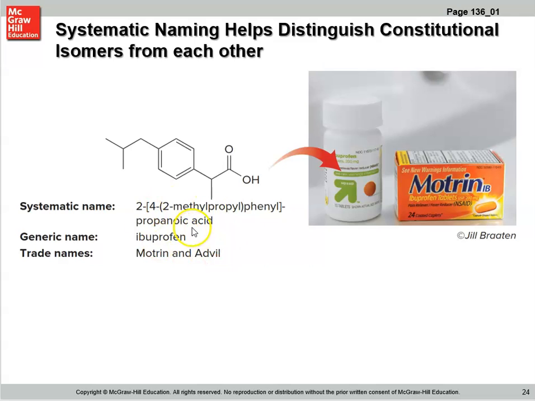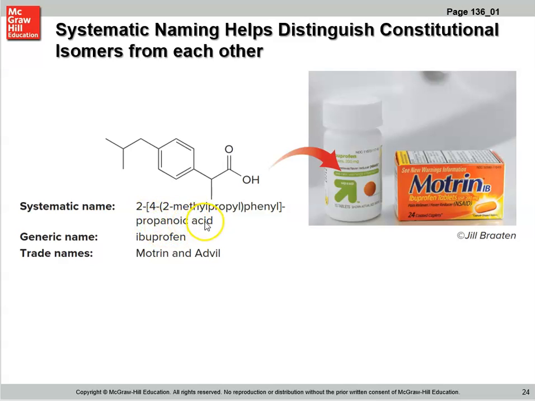So we're going to have to name these, and here's an example of the IUPAC name for the generic compound ibuprofen. Trade names would be Advil, for example, or Motrin. The systematic name has numbers, and some of the groups you may have recognized from the previous slide, where we have methyl, propyl, another propanoic acid. So these are different things that are telling us different things about the compound.